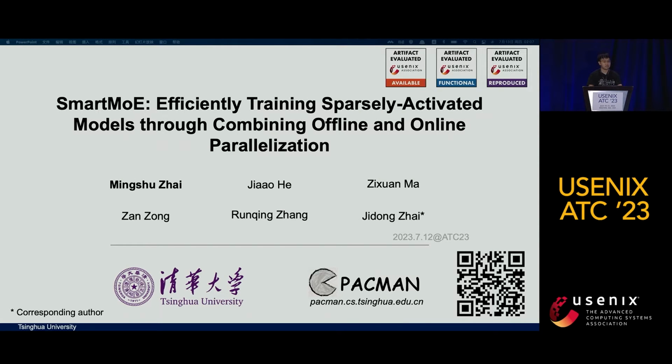Today I'm excited to introduce our work, SmartMoE, efficiently training sparsely activated models through combining offline and online parallelizations. This work is conducted at Pac-Man Lab, Tsinghua University. Our team members include Jiaao, Zixuan, Zhang, Runqing, and our professor Jidong Zhai.